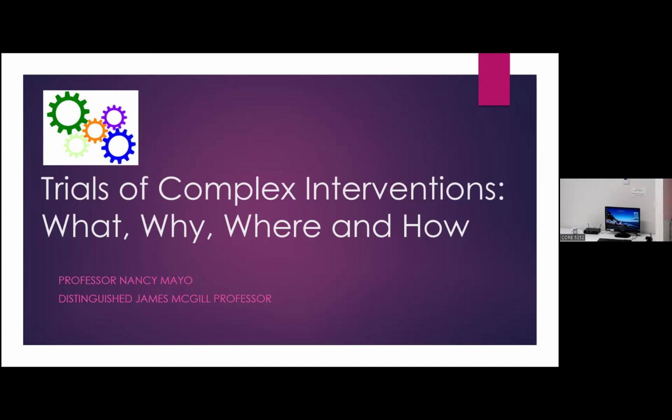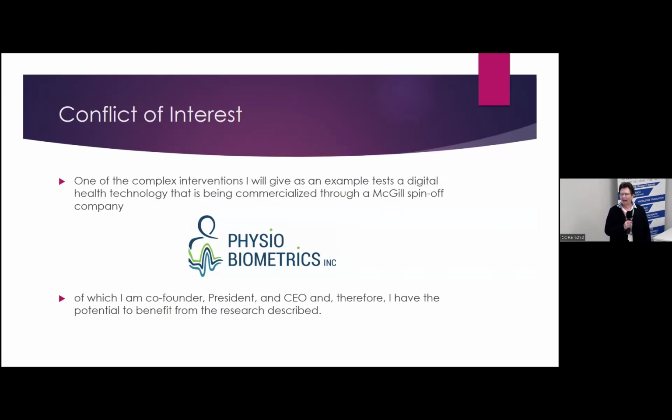So I'm going to talk about the what, why, where, and how of complex interventions. So you have to keep those 4 words in your mind, and at the end, we'll make a recap and see how many boxes I checked. So if I have to start with a conflict of interest, one of the complex interventions that I will give as an example tests a digital health technology that's being commercialized through a McGill spinoff company, of which I am president and co-founder, Physiobiometrics Inc. And just to let you know, conflict of interest.